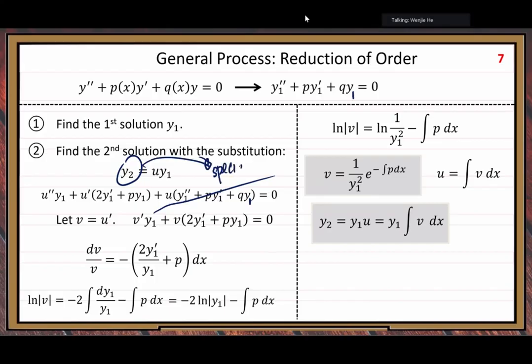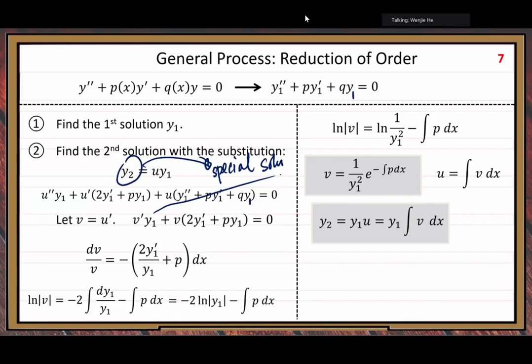Special or particular solution. When we choose a special solution, we do not need to include a constant, because you only need one special solution. When we choose a constant, we want to make it general, to cover more solutions.